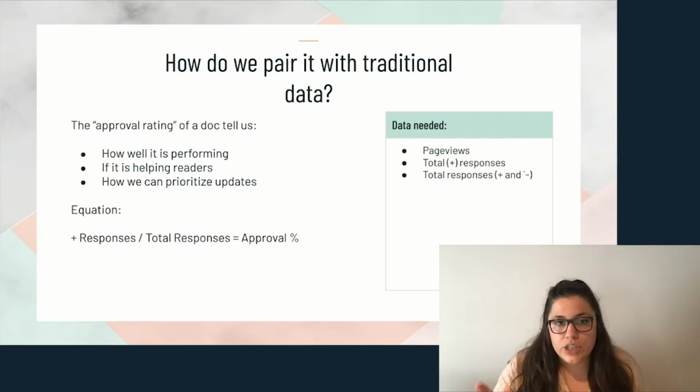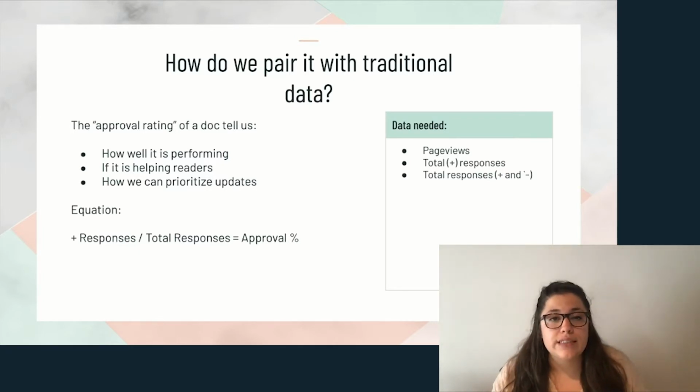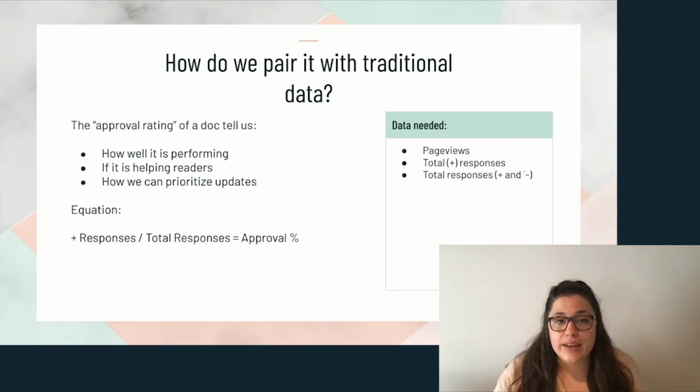And so the equation that we used, again, is positive responses divided by the total number of responses, and that gave us our approval rating. So you get this nice little percentage that gives us an idea of how well our content is performing.